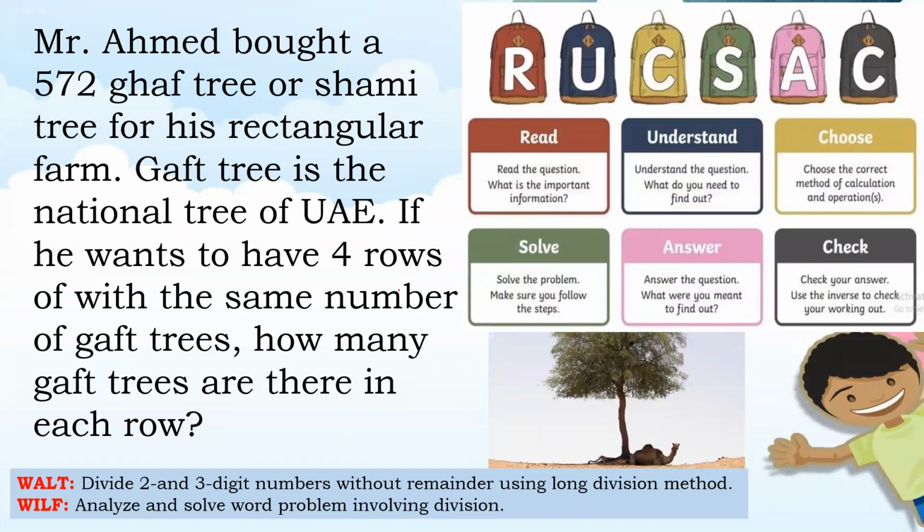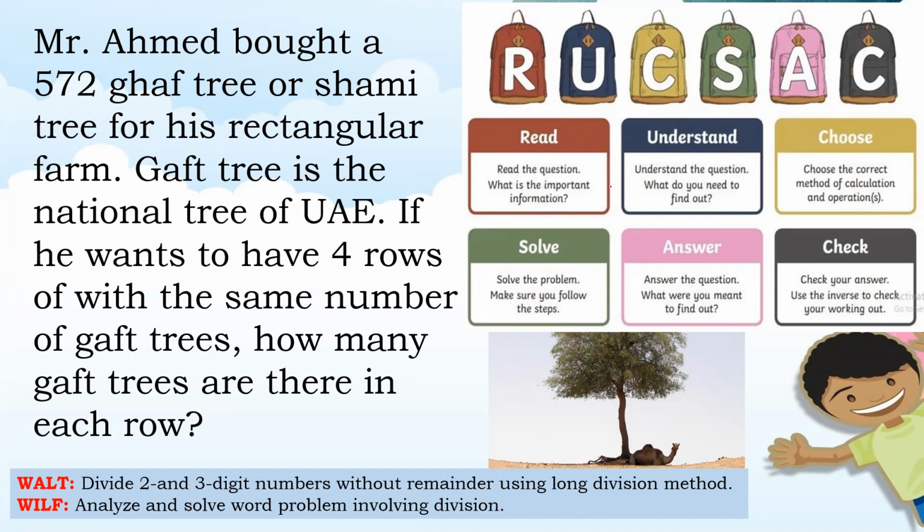So Mr. Ahmed bought 572 Ghaf trees, or Sham trees, for his rectangular farm. Ghaf tree is the national tree of the UAE. If he wants to have 4 rows with the same number of Ghaf trees, how many Ghaf trees are there in each row? Please, before you answer this, there is something called RUCSAC.